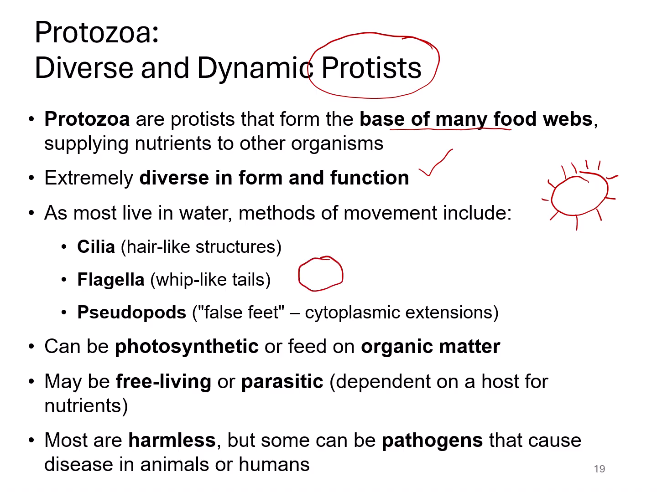Flagella, which are usually longer proteins, and you can have one, two, or several on the cell surface, and pseudopods, which are extensions of the cell membrane, and we'll see these in amoeba later on. For protozoa, they can be photosynthetic or rely on other organisms for food. They can be free-living, so they can live on their own, or they can be parasitic, where they depend on and live on or inside a host for nutrients.